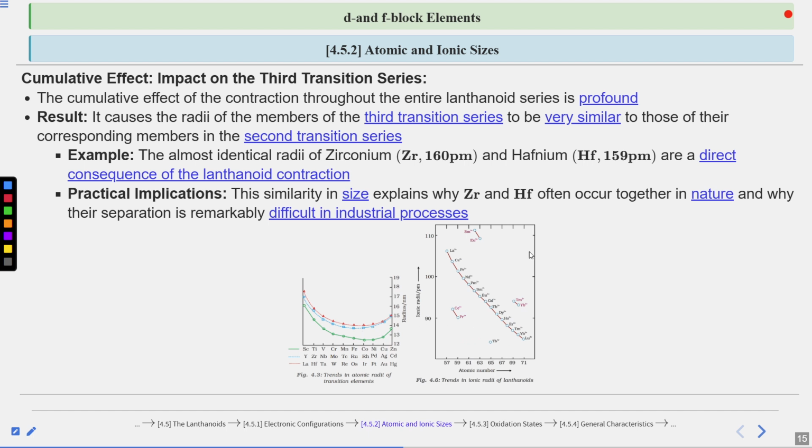And this is like the ionic size observation for the lanthanoids. So this lanthanoid contraction is also going to affect the radii of the members of the third transition series to become very similar to the second transition series, that is 4d and 5d. Due to this contraction this happens. Okay.